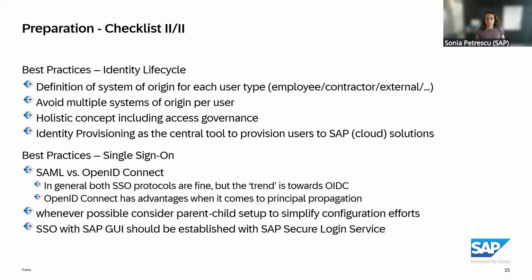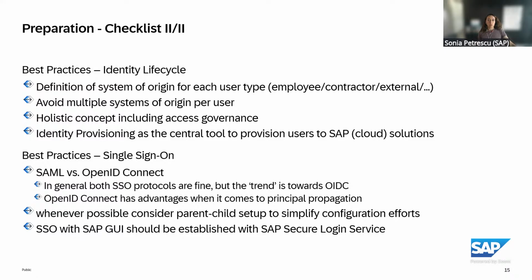So again, this goes together with the first point. Try to have per user type only one system of origin, and as much as possible, this should also be per user. Of course, there are situations where a user can have different employment relationships in your landscape, but this is a different situation.